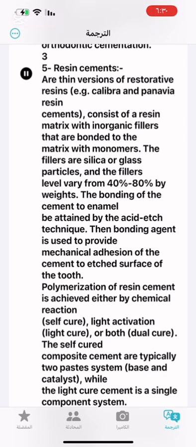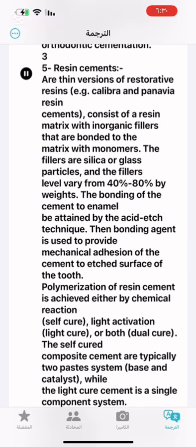3. Short setting time, 2 to 6 minutes. 4. The cement is sensitive to disintegration and solubility more than zinc phosphate cement. Uses: 1. As a luting agent, 2. As a base material, 3. In orthodontics for cementation of bands.